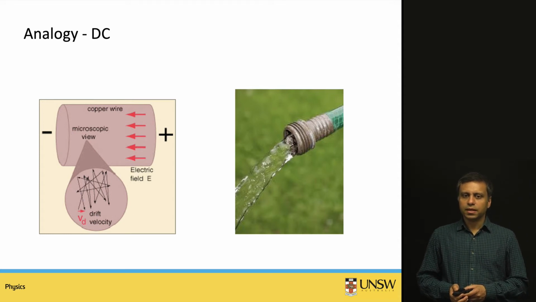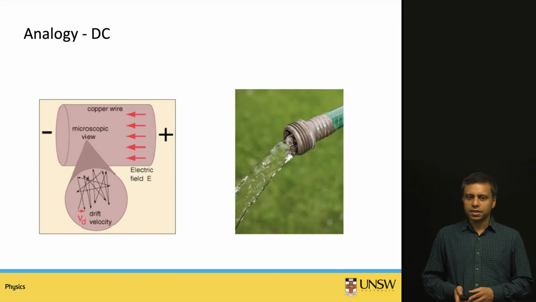Microscopically, you see that the electrons undergo many collisions with the lattice. Sometimes these are referred to as scattering. But on average, they are traveling with some drift speed Vd, and that depends on the magnitude of the electric field. And the analogy is similar to the water flowing in a hose, as I have just explained.